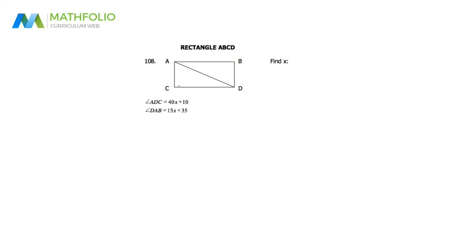So this is a rectangle, so we know that there's 90 degrees, 90 degrees. We're told right here, ADC, A to D to C, which is here, is 40x plus 10. Let's change color. Blue, we're told DAB, D to A to B right here, is 15x plus 35. Now, we've got to think, do we add these together and it gives us some number, 180 or whatever, or are they complementary, are they supplementary?